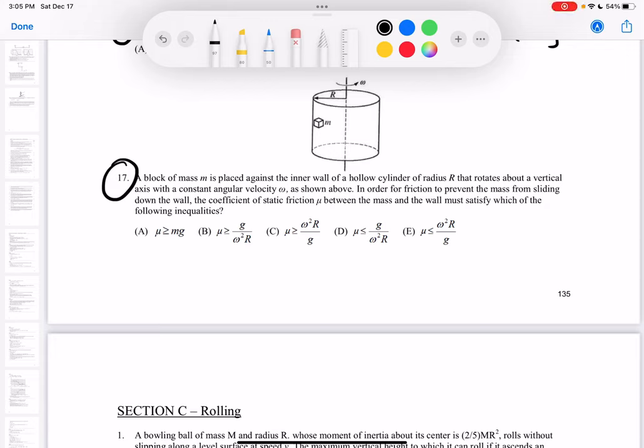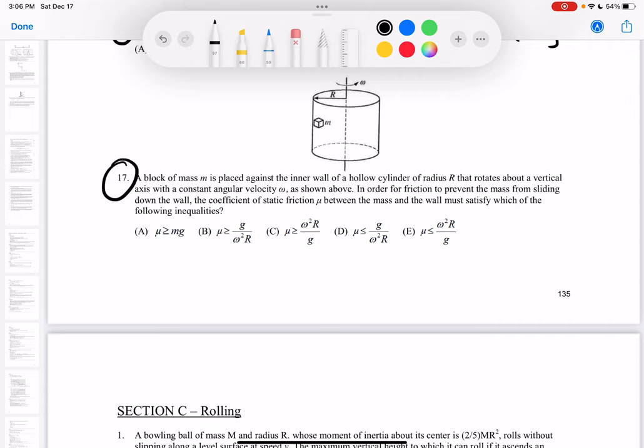Hello, so let's look at number 17. It says a block of mass m is placed on the inner wall of a hollow cylinder of radius r, rotates about a vertical axis with a constant velocity omega, as shown. In order for the friction to prevent the mass from sliding down the wall, the coefficient of static friction mu between the mass and the wall must satisfy which inequality?